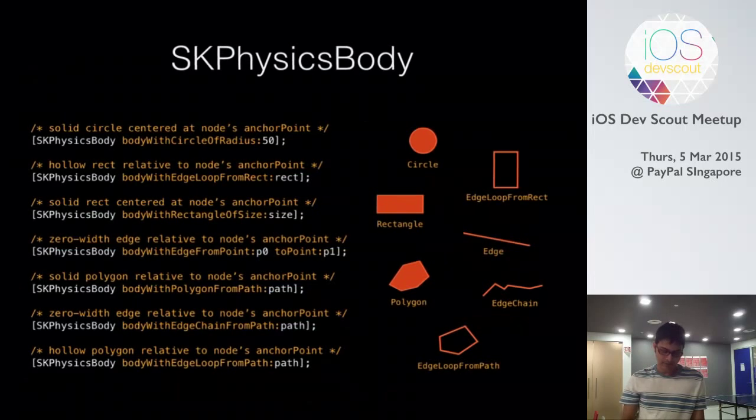And as I mentioned, you have different shapes that you can create. You can create your own custom shape, and you can apply it to different nodes. And whenever you do an animation or an action, it will automatically work for you.